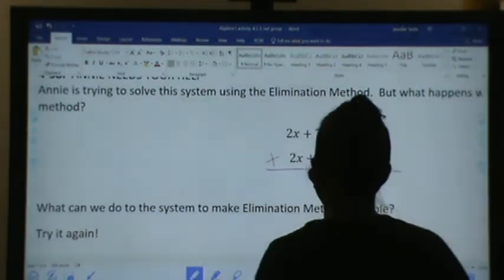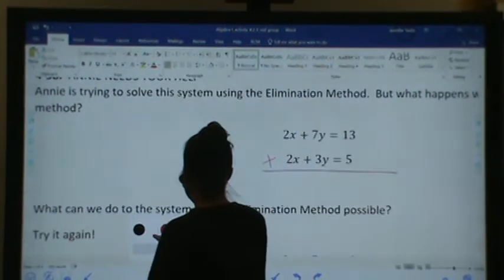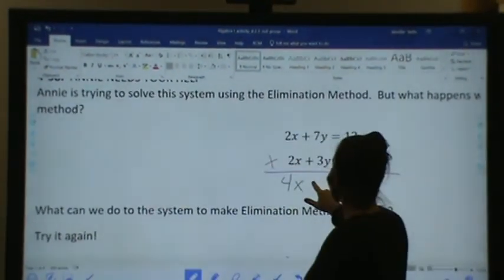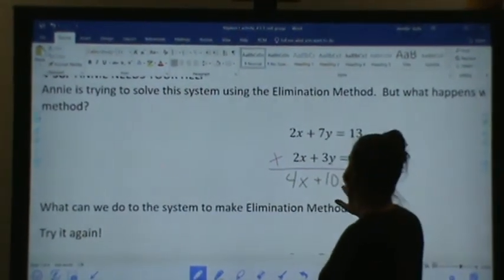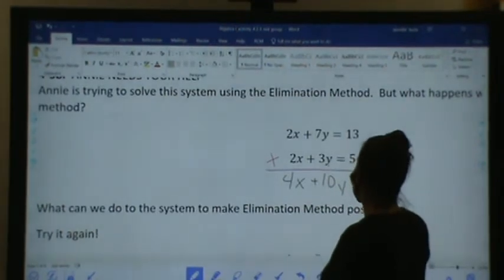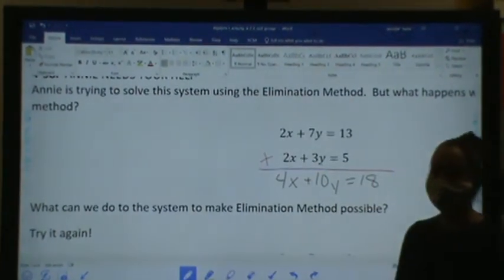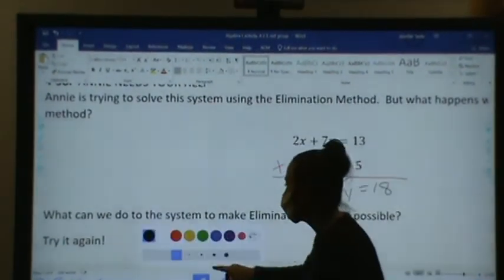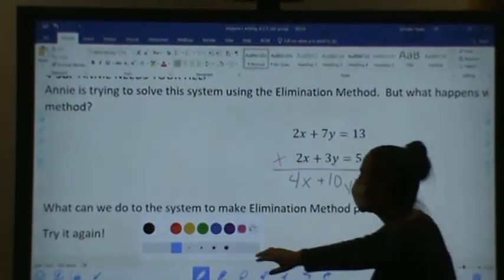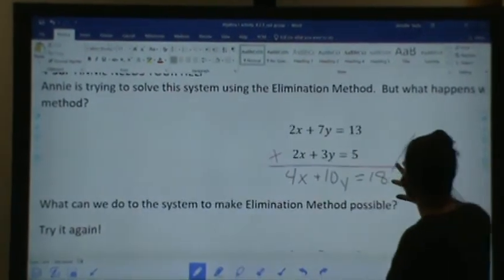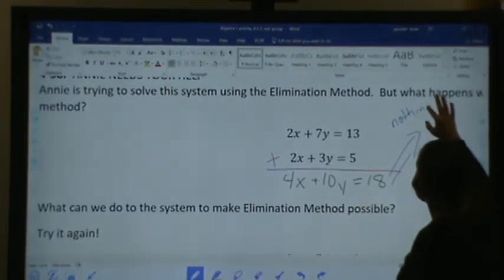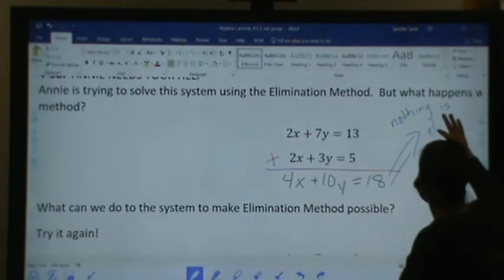Because what happens? Yeah, 2x plus 2x is 4x. 7y plus 3y is 10y. And 13 plus 5 is 18. What's the problem? Yeah, nothing was eliminated. That's the entire point of elimination. Nothing goes away. Nothing is eliminated.